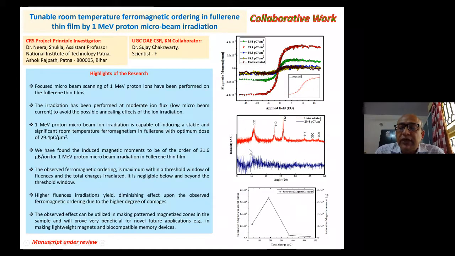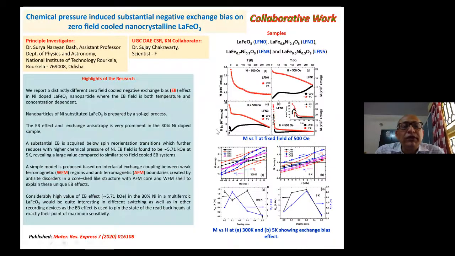This GXRD was also done by UGC at Kalpakkam. This shows another collaborative work. This has been done for NIT Rourkela, Dr. Surya Prakash, Surya Narayan Dash. And here we have worked on lanthanum iron oxide sample, and we have done all the MR measurements for them.